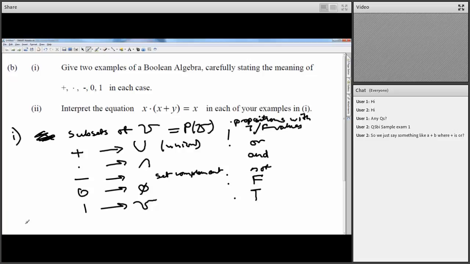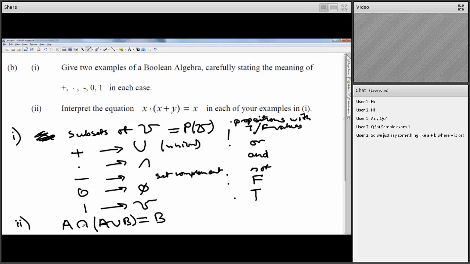And so part 2, interpreting this equation from each of your samples, which is the absorption property. So this first one would say you've got a set A intersect with A union B is equal to A. That is the interpretation in terms of sets.